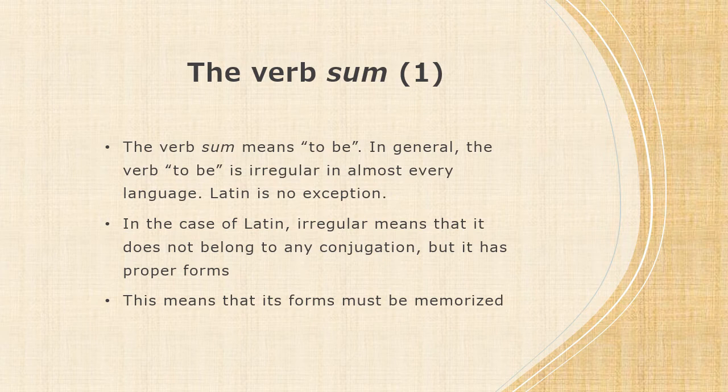So the verb sum means to be, and in general the verb to be is irregular in almost every language, and Latin is no exception. Fun fact, the verb to be is also the most used in every language, and this is why its forms are very irregular. In the case of Latin, irregular means that it does not belong to any conjugation, but it has its proper forms. This, of course, means that its forms must be memorized.